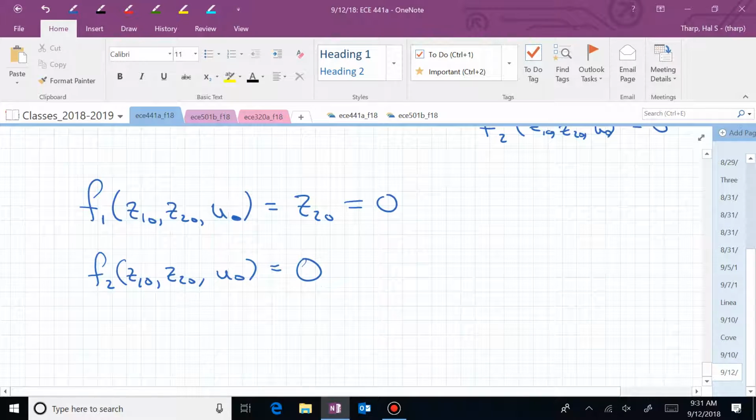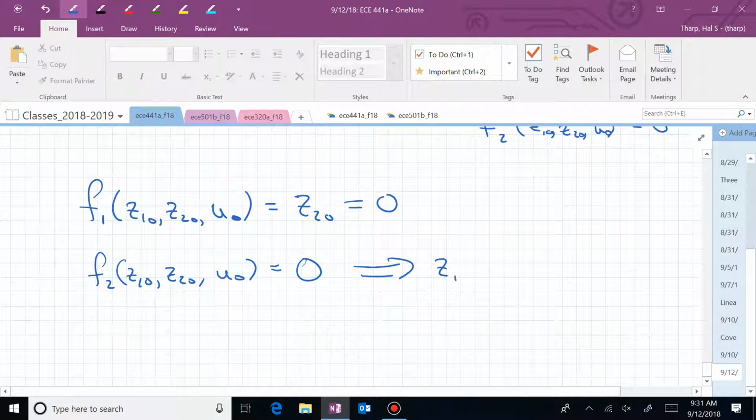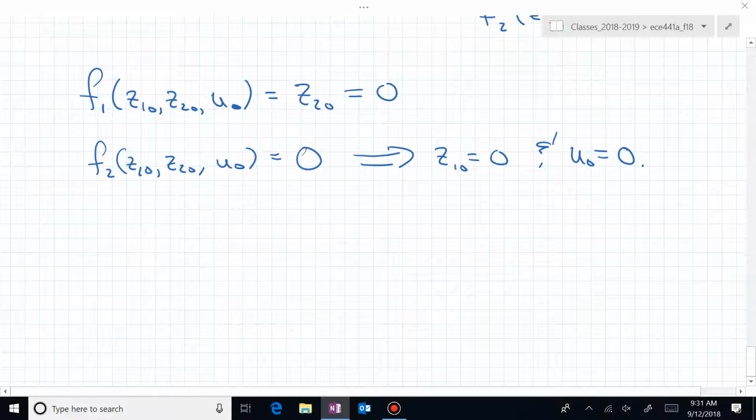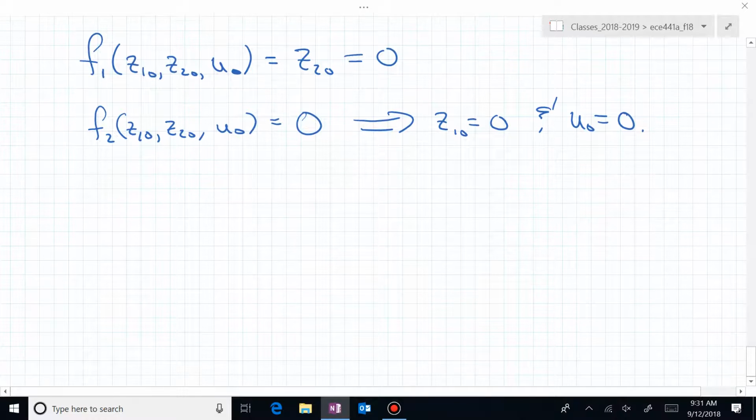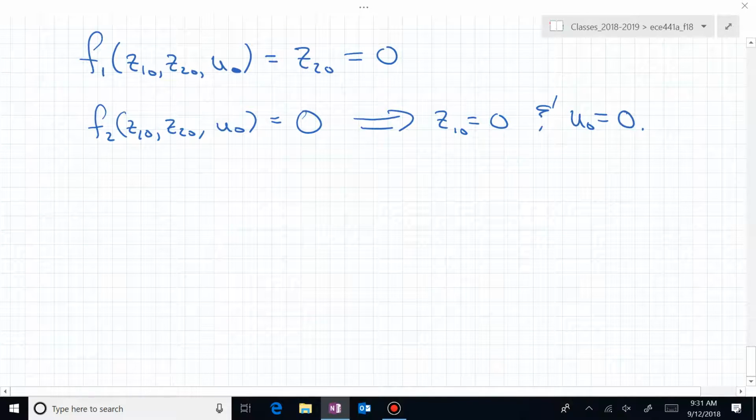The fact then that F2 is 0 is going to imply, on our decision, that Z1 of 0 is 0 and U sub 0 is 0. Those are now what we will use to evaluate after we've performed the partial derivatives on all of these F's.